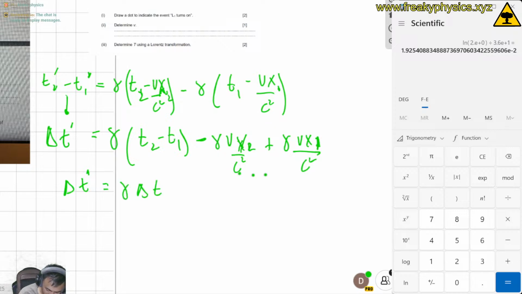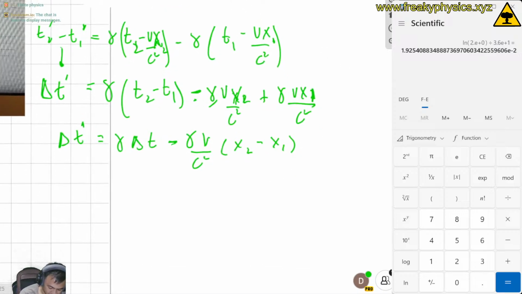Now what can we factor out here? We can factor out the gamma v and c squared from these, and we're going to keep the negative here, so we'll do gamma v over c squared. What's left? We have x2 minus x1, and that is just delta x. So this is going to be the better way to do it. We actually derive the difference in the times using the equation we get.